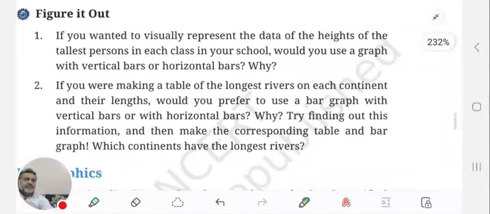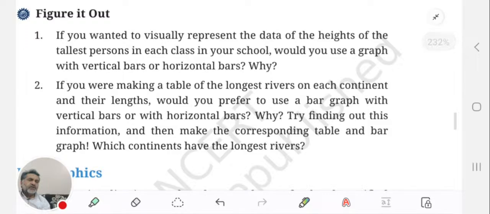Figure it out. If you want to visualize represented data of the height of the tallest person in each class in your school, would you use the graph with vertical bar or horizontal bar? Why? તો તમે કયા ગ્રાફનો ઉપયોગ કરશો? બાર ગ્રાફ. લાવ વાંચી દો.